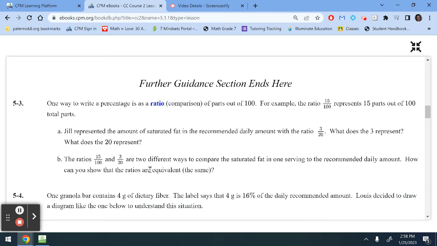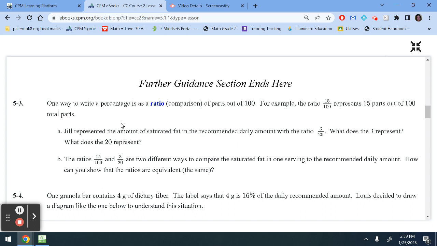So 5-3 says one way to write a percentage is as a ratio, which is a comparison of parts out of 100. For example, the ratio of 15 over 100 or 15 hundredths represents 15 parts out of 100 total parts. Jill represented the amount of saturated fat of the recommended daily amount as a ratio 3/20. What does the 3 represent? What does the 20 represent?